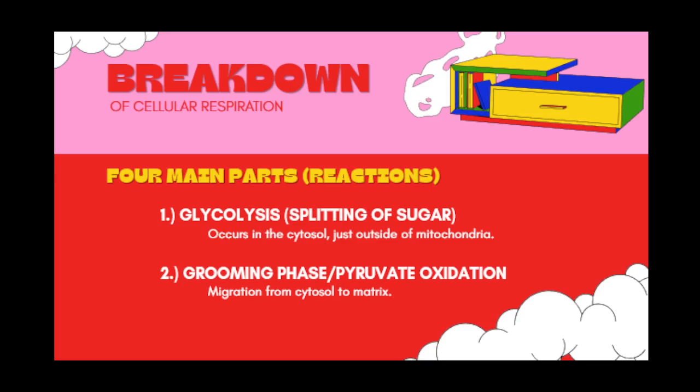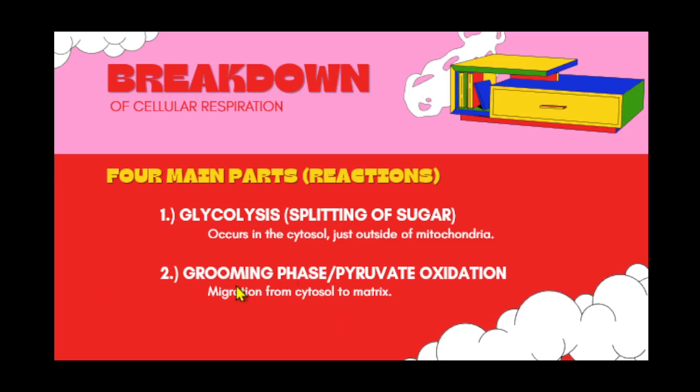So glycolysis occurs in the cytosol, just outside the mitochondria. Remember, the mitochondria is an organelle, right? It's inside the cell. So the space outside the mitochondria is the cytosol. It's part of the cytoplasm. So that's where it starts, okay? It doesn't start inside the mitochondria, but it begins outside. So the sugar will be split outside the mitochondria.